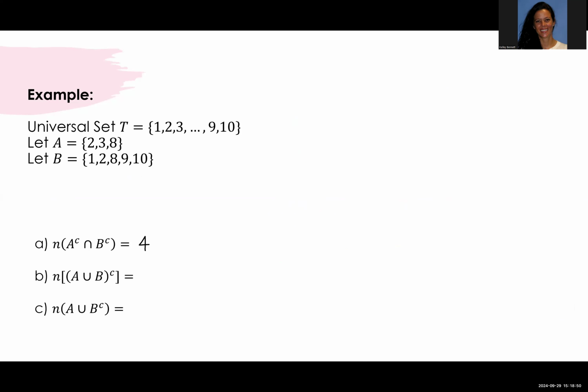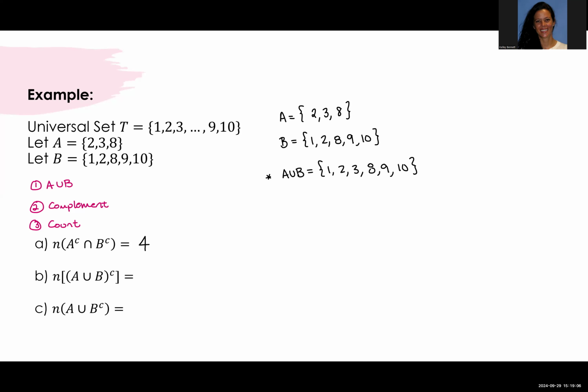Next, we can look at B, the cardinality of the complement of the union. So let's first find the union, then we'll take the complement, then we're going to count. So here's A, here's B. I'm going to write everything from both sets, A union B. It's everything that we have: 1, 2, 3, 8, 9, 10. And again, I don't write 2 twice. I don't write 8 twice. I just write it once.